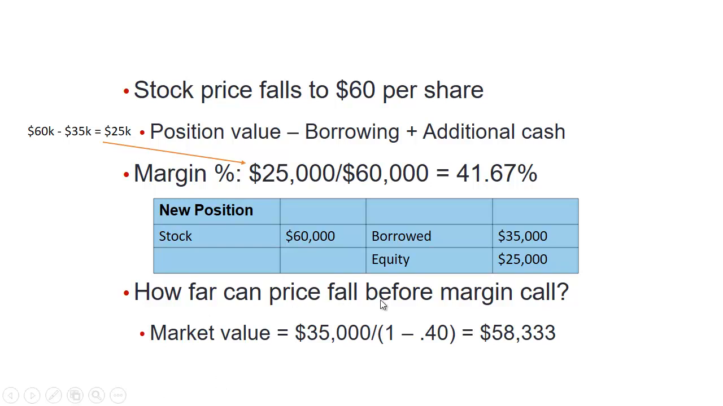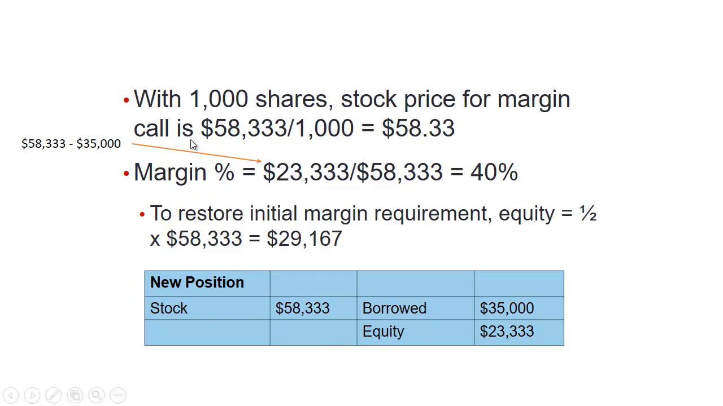How far can the price fall before the margin call? Well, if we take that $35,000, the amount borrowed, divided by 1 minus the maintenance margin requirement, we get $58,333. And if we divide that by the 1,000 shares you have, if the price falls below $58.33, you're going to get a margin call.